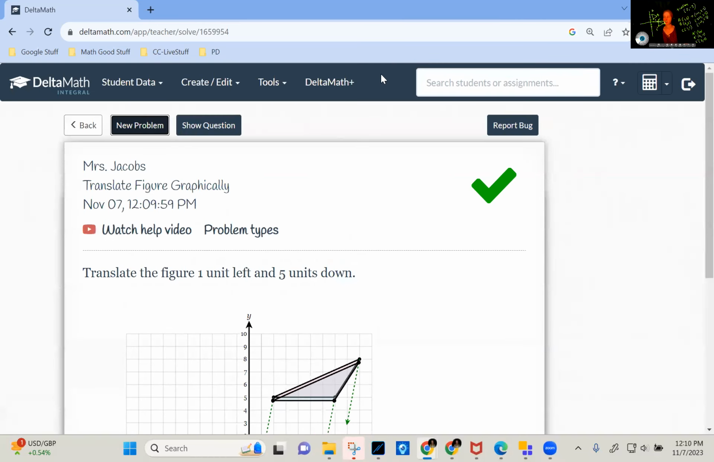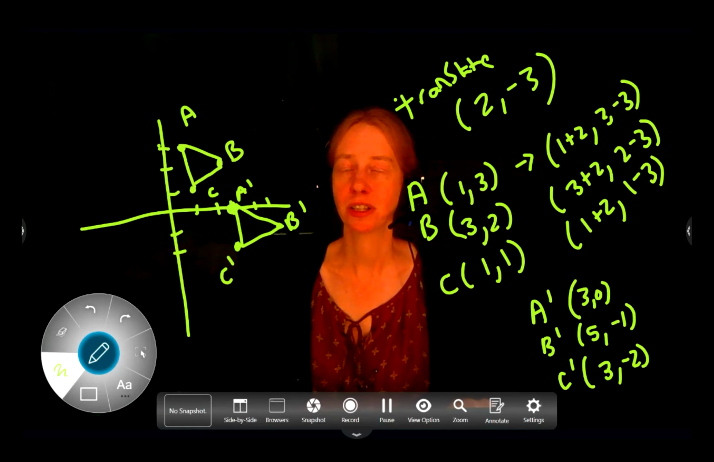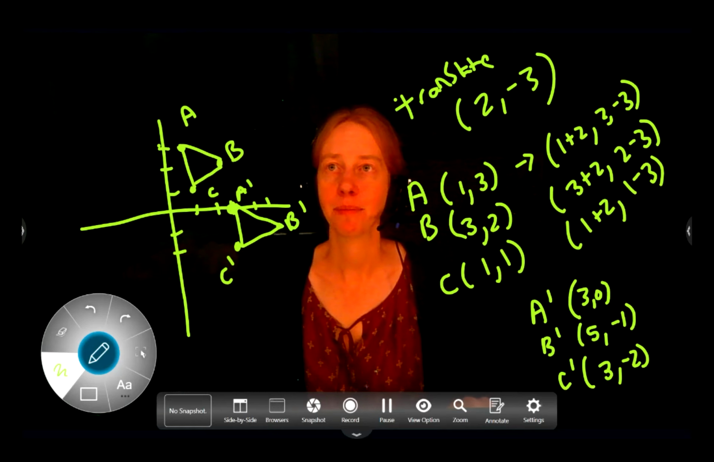Okay, so those are the 2 types of problems that you're going to see here. If you have any questions about translations, let me know.